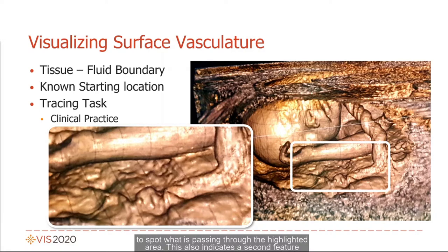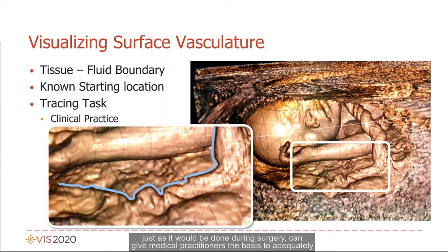This also indicates a second feature that we can use. The large blood vessels on the placenta all originate from the umbilical cord and branch out to the peripheral regions of the placenta. Tracing out blood vessels, just as it would be done during surgery, can give medical practitioners the basis to adequately plan procedures ahead of time.